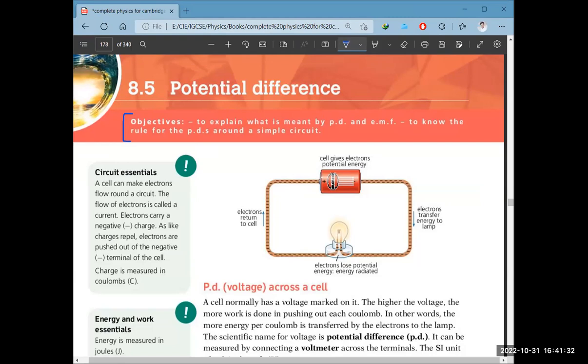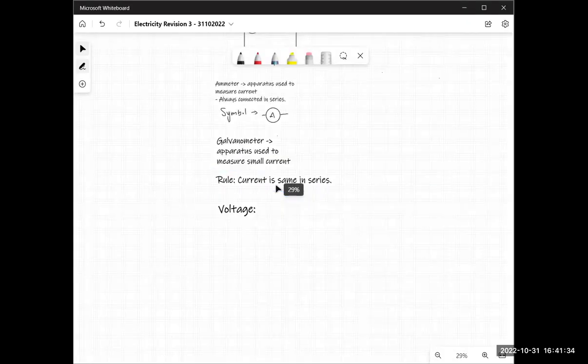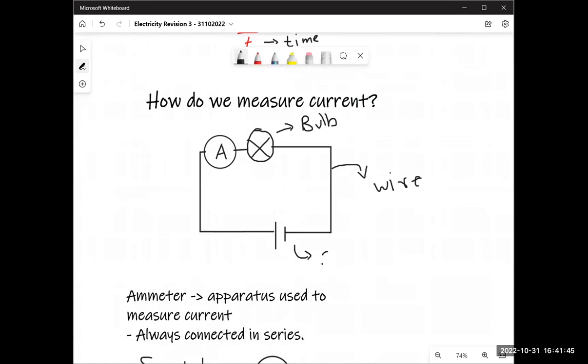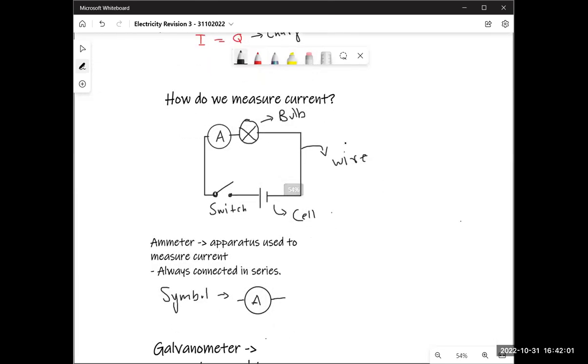A circuit is basically what we're drawing right here. This whole thing is a circuit. These are wires. The big thing with the X is a bulb. This is a cell. If you have two of these, that becomes a battery. And we need one more thing in every circuit, which is a switch. The whole thing is called a circuit.